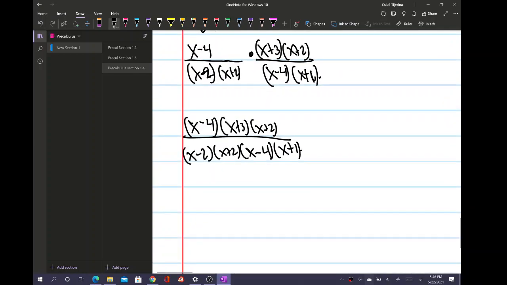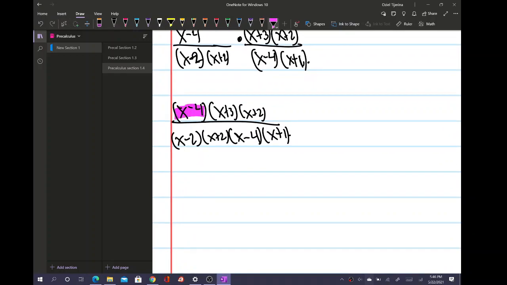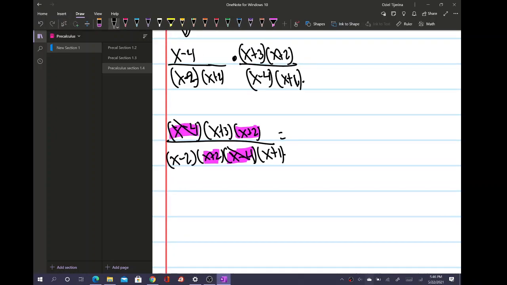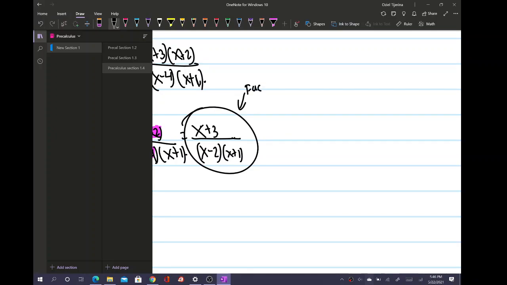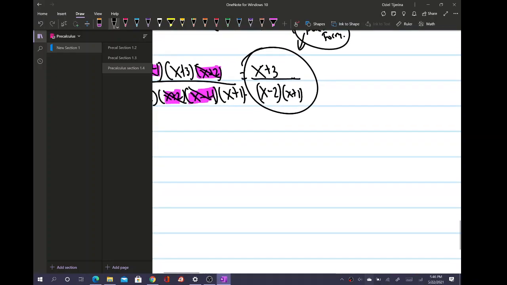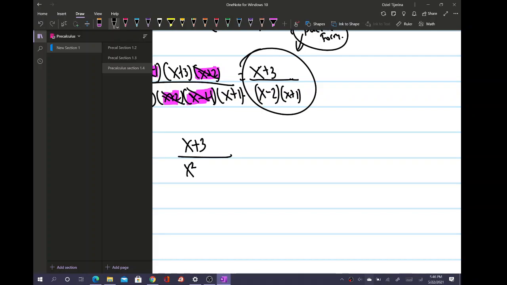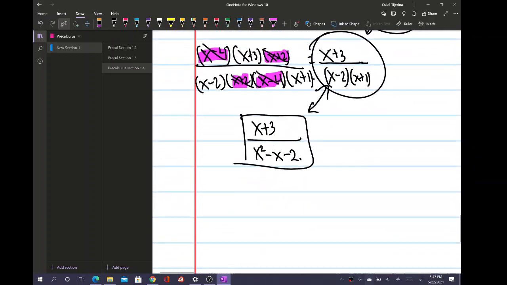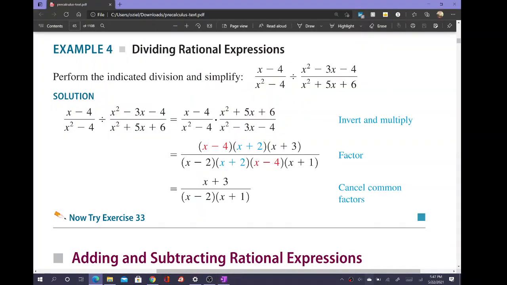Now, the factors that cancel out are x minus 4, x plus 2, and I believe that's it. So in reality, this would be x plus 3 over x minus 2 times x plus 1. This would be your final answer in factored form. If you wanted to, you can go ahead and multiply out the bottom. So you have x squared plus x minus 2x, that's minus x minus 2. So either way, this would be your final answer. These are two possible final answers. So yes, you see how they got x plus 3 over x minus 2 times x plus 1.